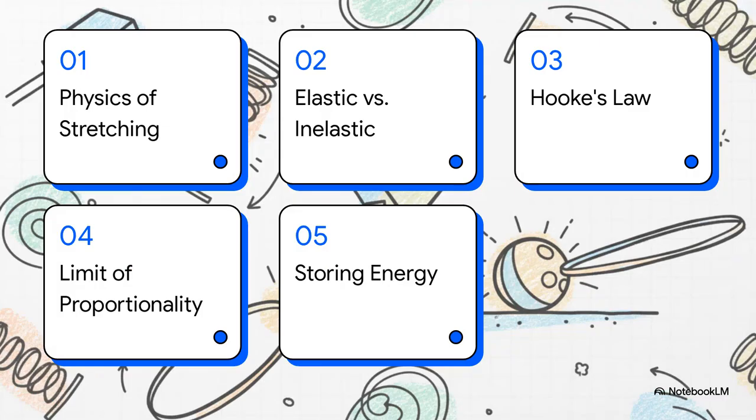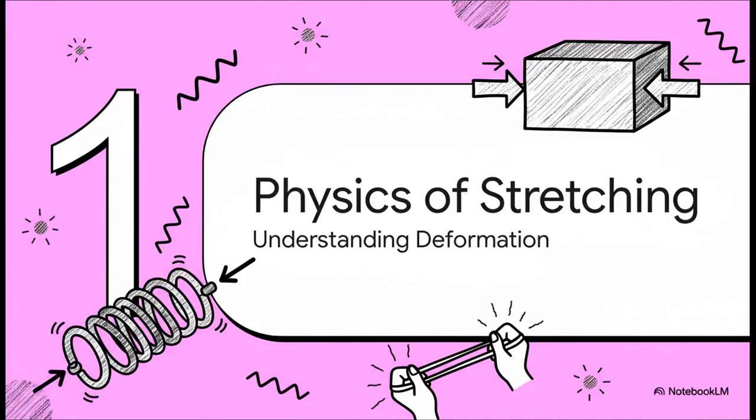So here's our game plan. We'll kick things off with the basics of how forces change an object's shape. Then we'll look at why some things bounce back and others don't. After that, we'll get into a famous rule that governs springs, see what happens when you push that rule to its breaking point, and finally, we'll uncover the secrets of how energy gets stored up in all this. All right, let's jump right in.